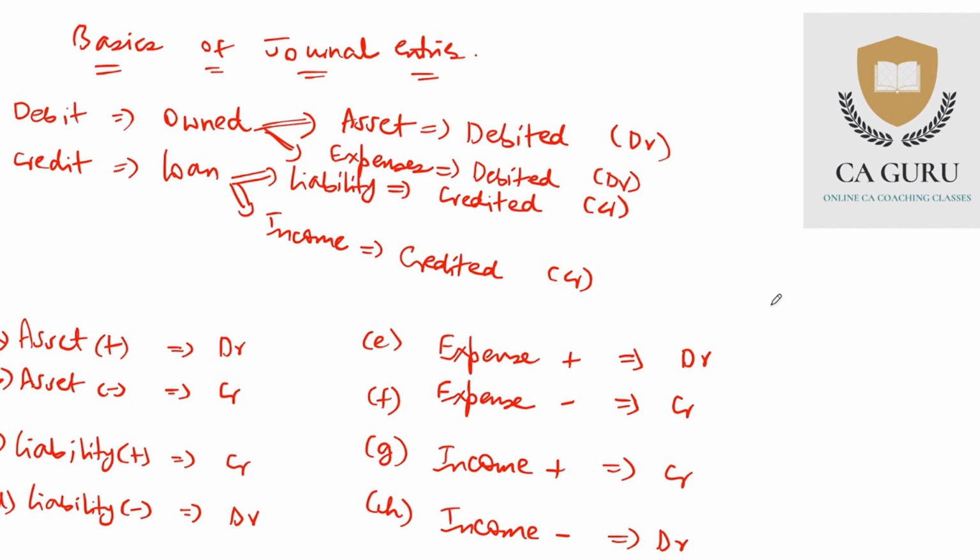Okay, asset is owned, so debit. If asset reduces, credit. Expenses are rights for services, so if expenses increase, you will debit, and if expenses decrease, you will credit. Income is a liability. It is to be repaid to the owner, so it is going to be credited. If the income comes down, then you will debit. If a liability is created, you will credit. It is like a loan. You will credit the liability, and if the liability reduces, you will debit the liability. These are the basic fundamental factors with regard to passing journal entry.